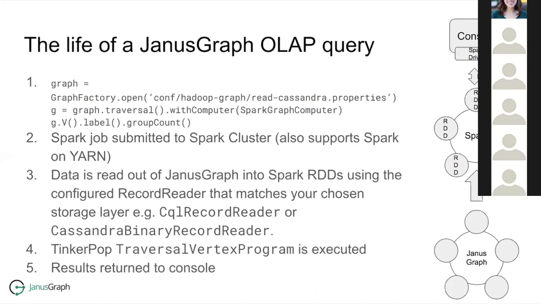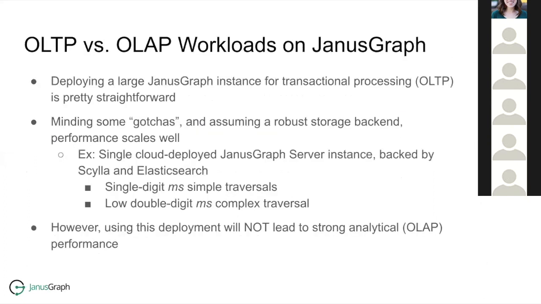At that point, the Spark workers are going to be running, processing those RDDs, and this traversal vertex program is going to be executed, which is going to take our human-friendly g.V().label().groupCount() and turn this into one of these Pregel-style bulk synchronous parallel vertex programs. That will then run, and then our results will be returned back to the console for us.